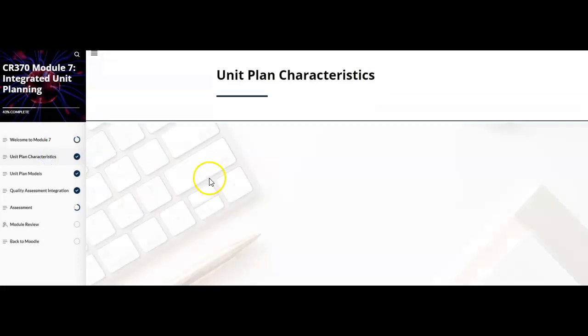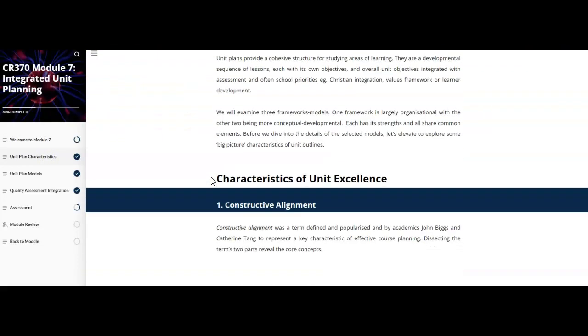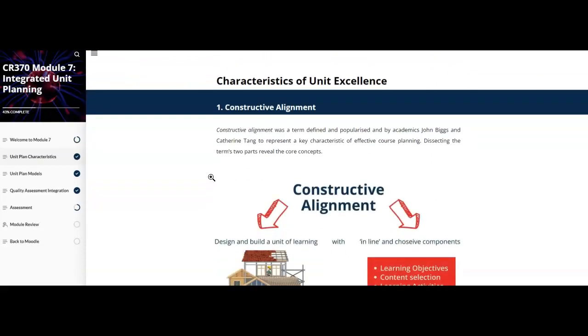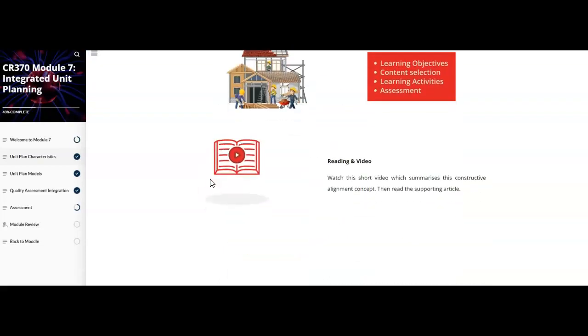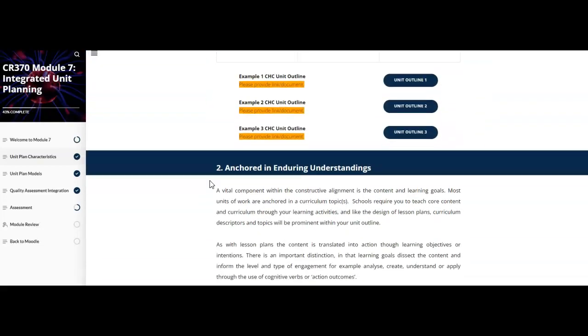So the first thing we're going to have a look at is what makes the characteristics of a great unit plan. And we're going to talk about the idea of constructive alignment. That it is a through line through a unit plan that is all aligned together. You know, a bit like your back. If it's not aligned properly, it's not going to work well. So we're going to align your unit. We're going to talk about the characteristics of that.